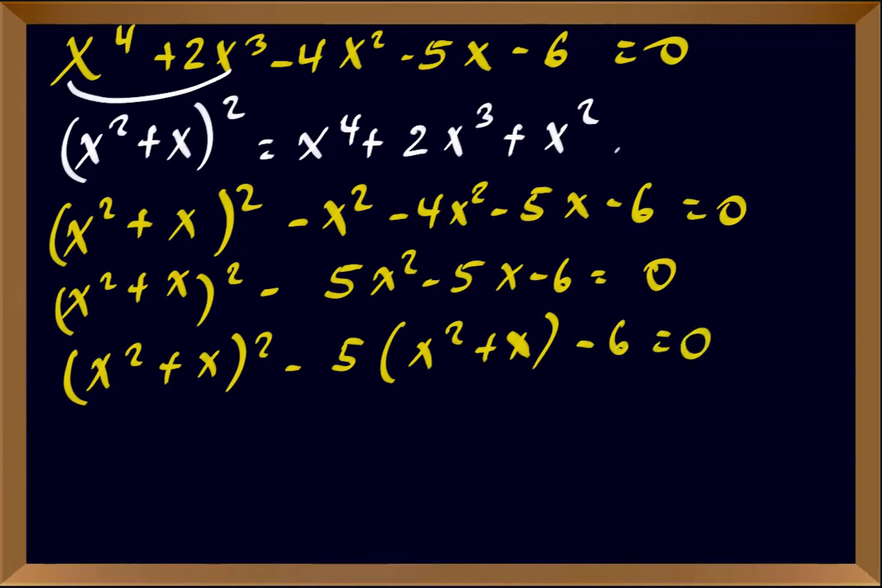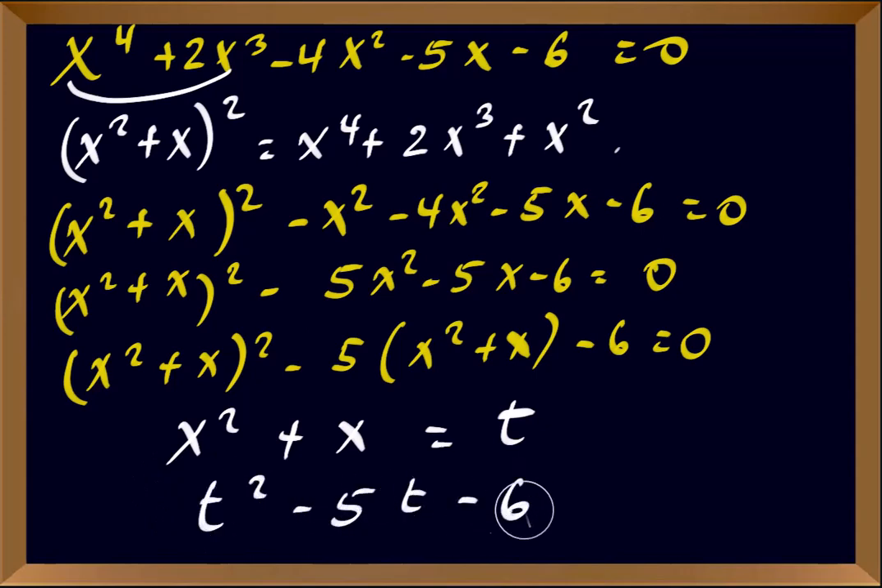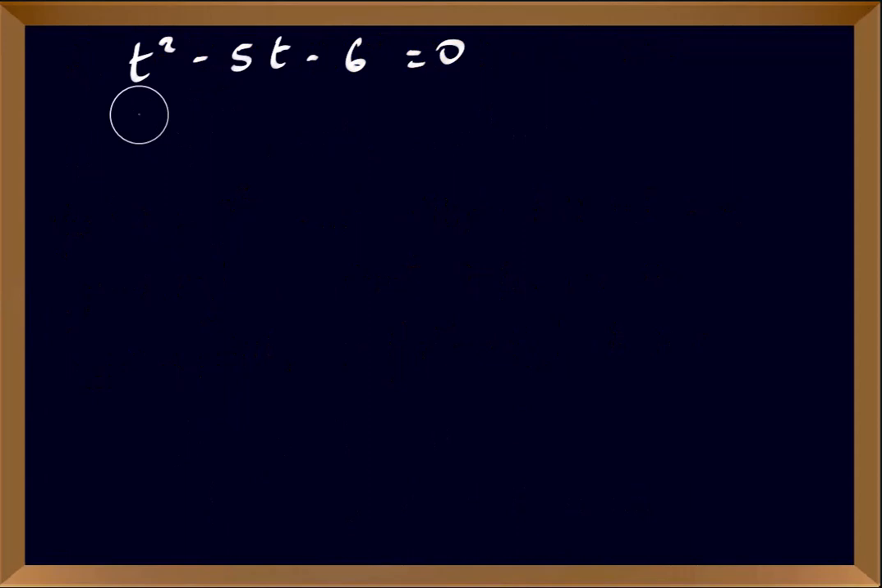We are going to change variable here. Say x squared plus x is another variable like t. If we say x squared plus x is equal to t, we have another equation: t squared minus 5t minus 6 is equal to 0. We are going to solve that one for t. Okay, so far so good.